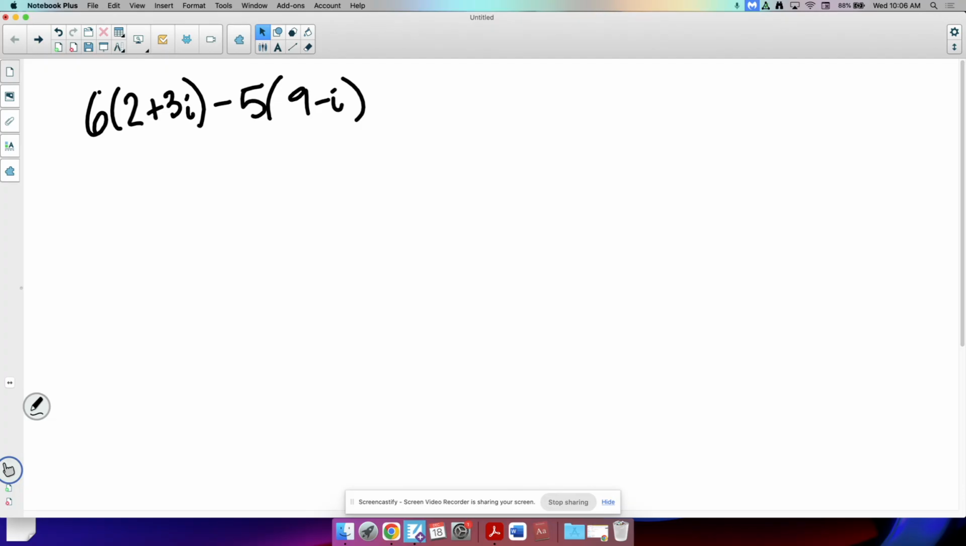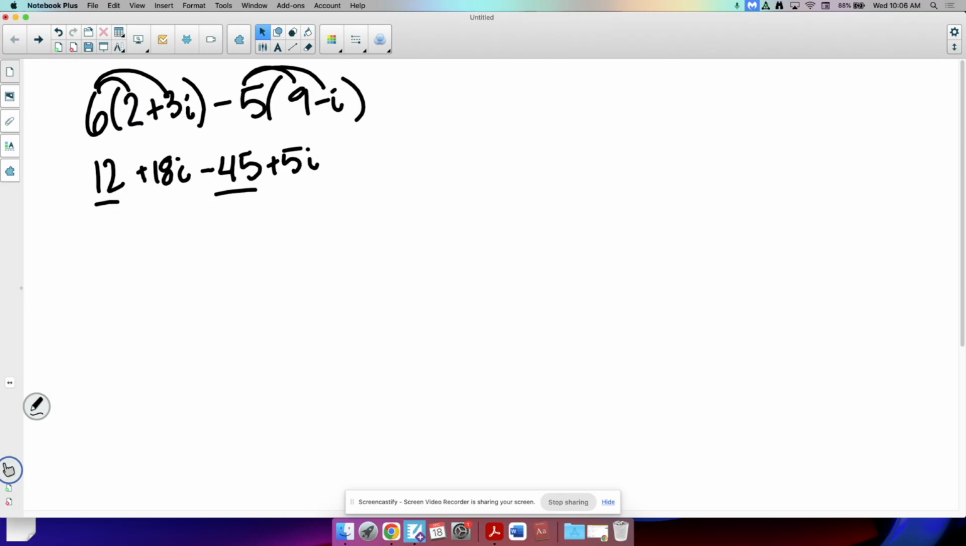So I'm going to start by multiplying in. When you multiply it in, remember i kind of just acts like a variable. So in this next one, you multiply in, and then a negative times a negative will make it a positive. You've now undone your parentheses, so now you're just really combining like terms. So 12 and minus 45.